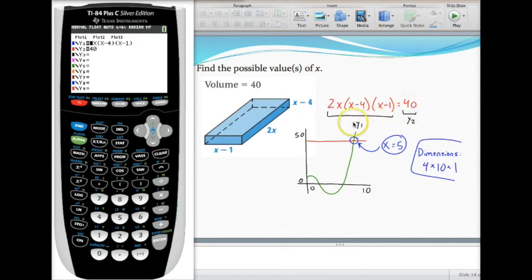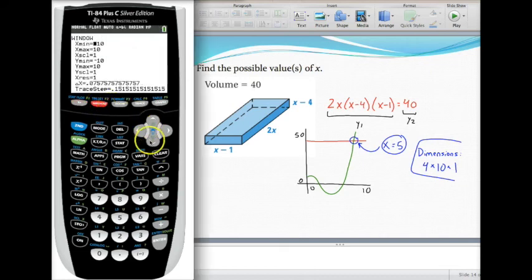To solve by graphing, I've gone ahead and already entered in one side of my equation as y1, and I've entered the other side in as y2. What I want to do is find the intersection between the polynomial, which is y1, and the line, which is representing my volume of 40. I'll have to adjust my window because I'm not going to see what I want to see.